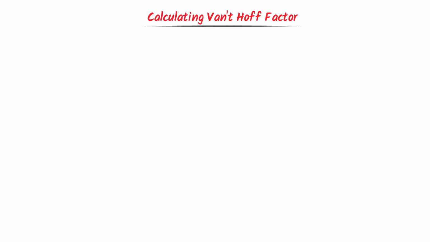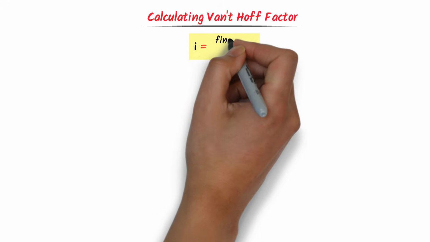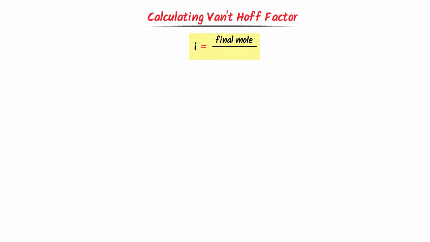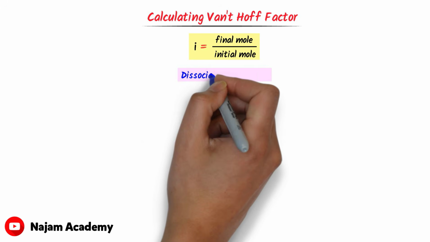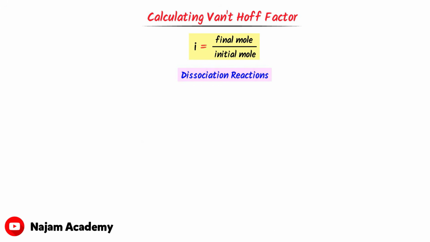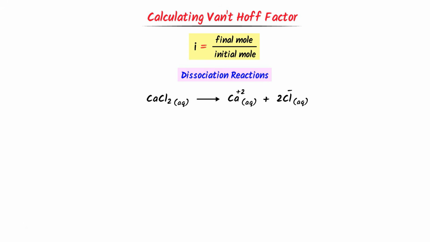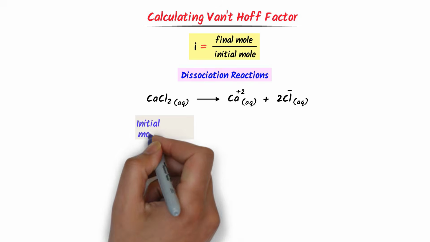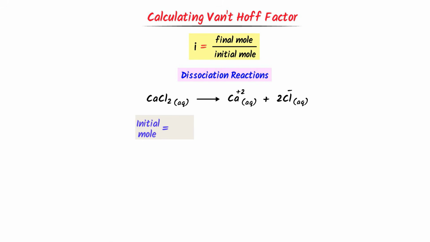Now we will learn calculating Van't Hoff factor. We already know that Van't Hoff factor i is equal to final moles of a solute upon initial moles of a solute. Firstly, we will learn calculating Van't Hoff factor of dissociation reactions. Now consider this reaction and find its Van't Hoff factor. Well, we know that the initial moles of a solute, calcium chloride, is 1 mole, while the final moles of a solute is 1 mole of calcium ions plus 2 moles of chloride ions, equal to 3 moles.